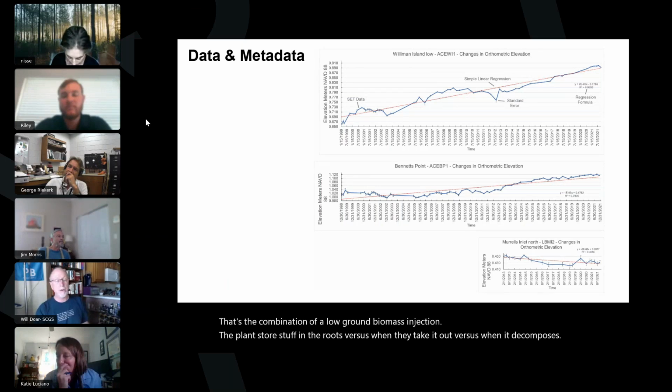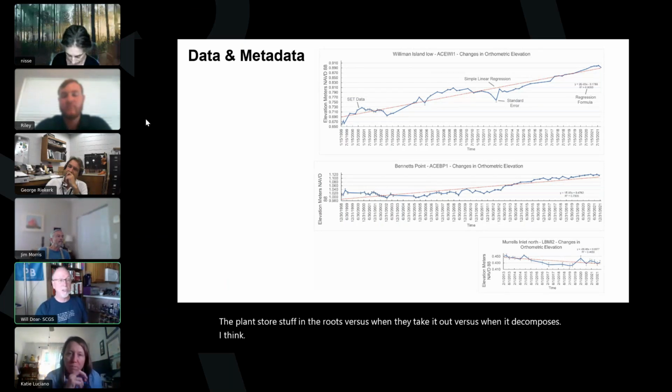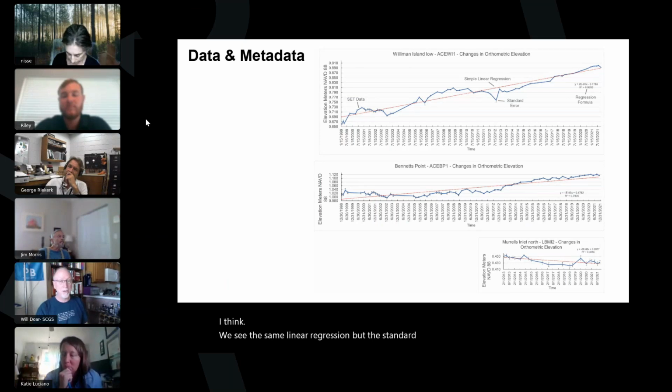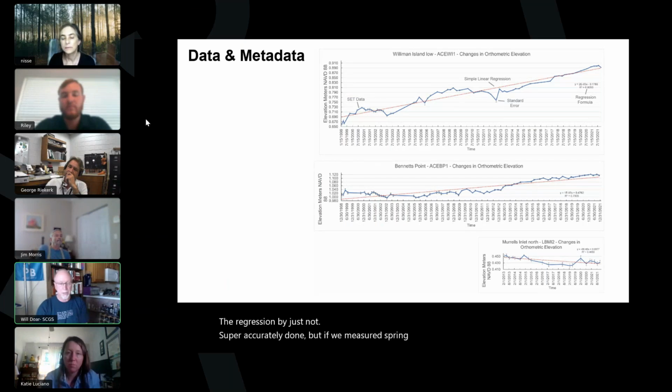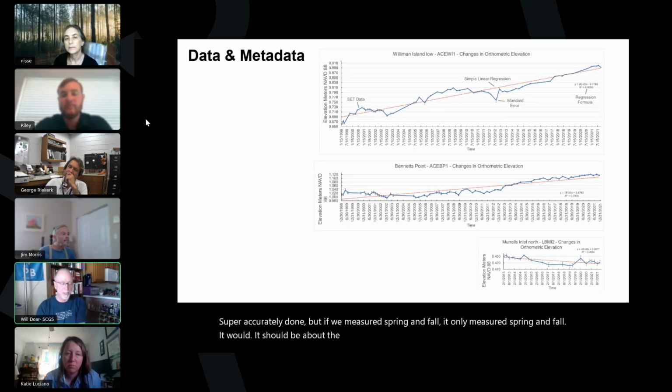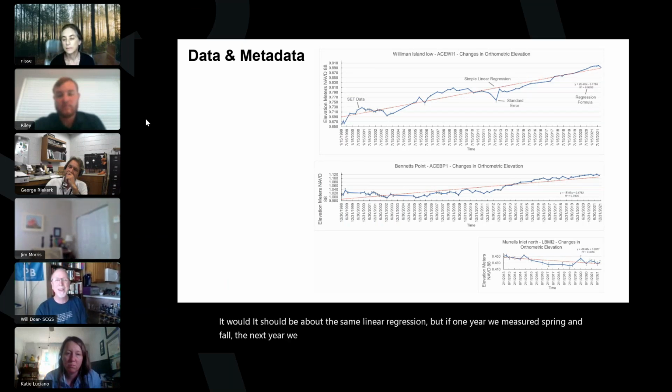I think we see the same linear regression, but the standard error goes wonky unless you measure in the same season every year. So if we measured every spring and every fall, the regression, not super accurately done, but if we measured spring and fall and only measured spring and fall, it should be about the same linear regression. But if one year we measured spring and fall and the next year we measured summer and winter, then suddenly your error kicks out.